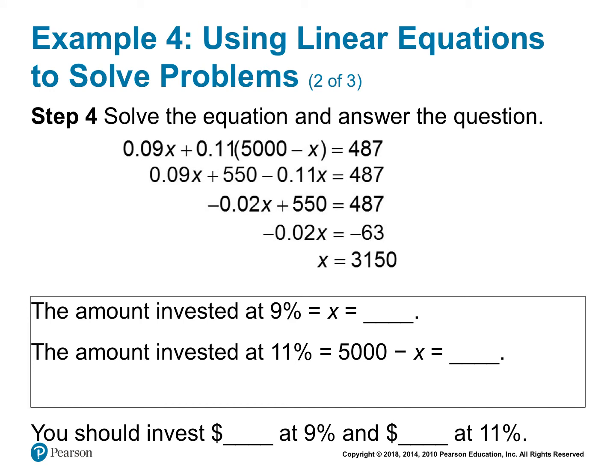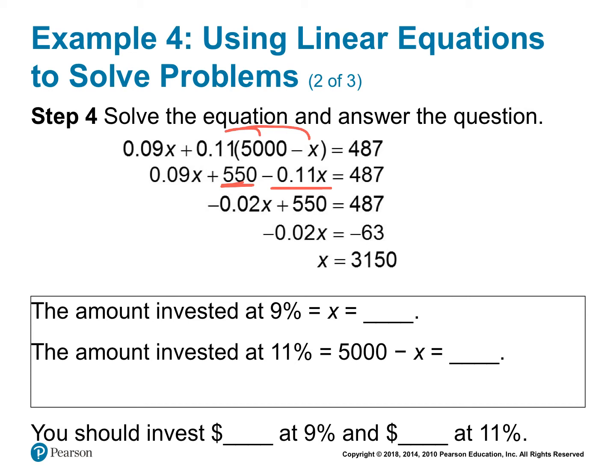So I'm going to explain where this equation comes from. So if you look at the 0.09x, that tells you how much was invested at the 9% rate. And then at the 11% rate, we said it was 5,000 minus that other amount, x. And we know that total, we make $487. Now if we distribute, that's where the 550 comes in and the negative 0.11x comes in.